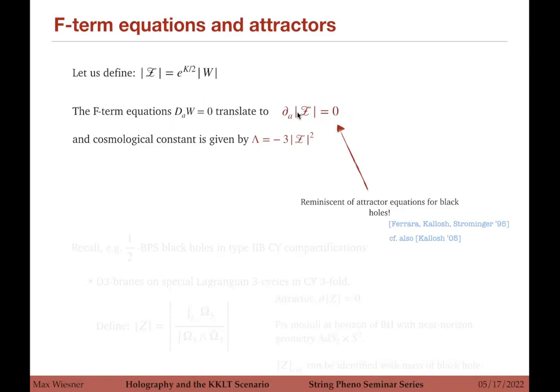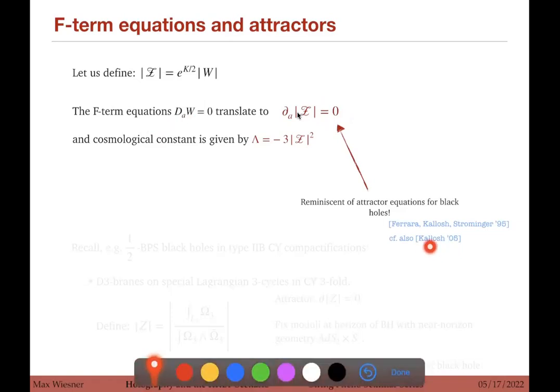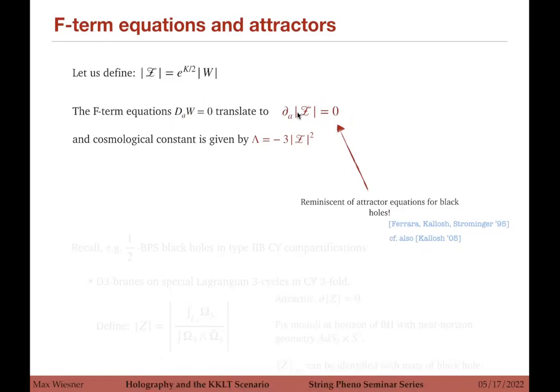So this equation is very reminiscent of an attractor equation for black holes, as was already noticed very briefly after the KKLT paper came out. And this is essentially what motivates us to study also the holographic dual. But let me just briefly recall what I mean by the attractor equations for a black hole.